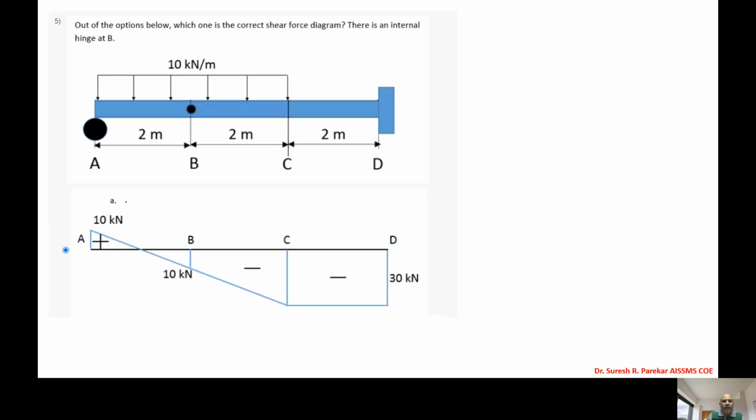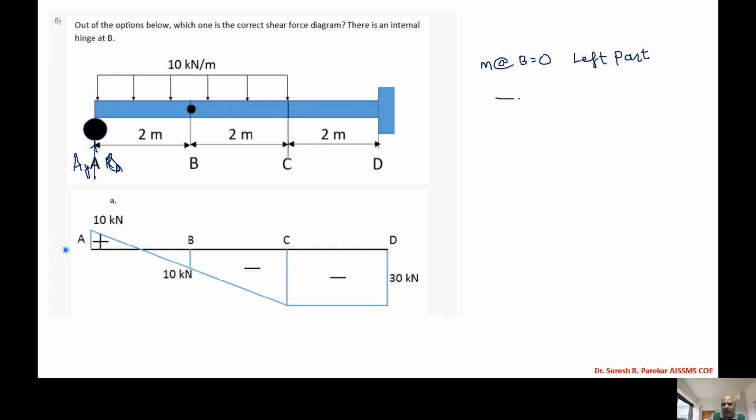Then we have next problem, that is the fifth problem. Out of the options below, which one is the correct shear force diagram? There is an internal hinge at B. So now we have an internal hinge at B. So we have a reaction at A which will be RA, or we will say as per their convention AY. And then we can have moment about B equal to 0, and consider the left part.